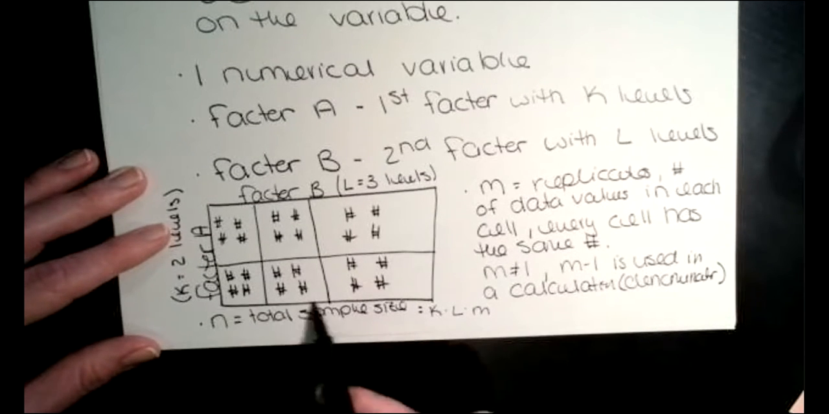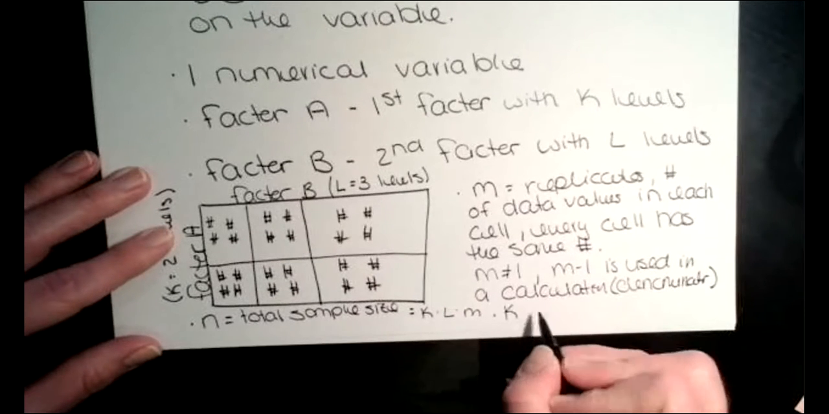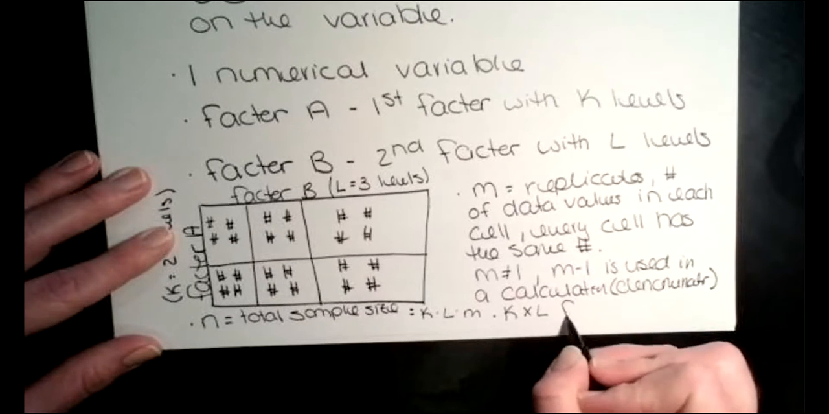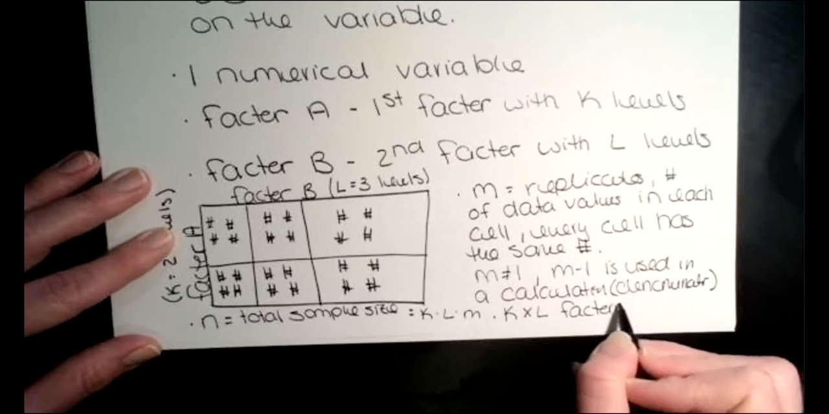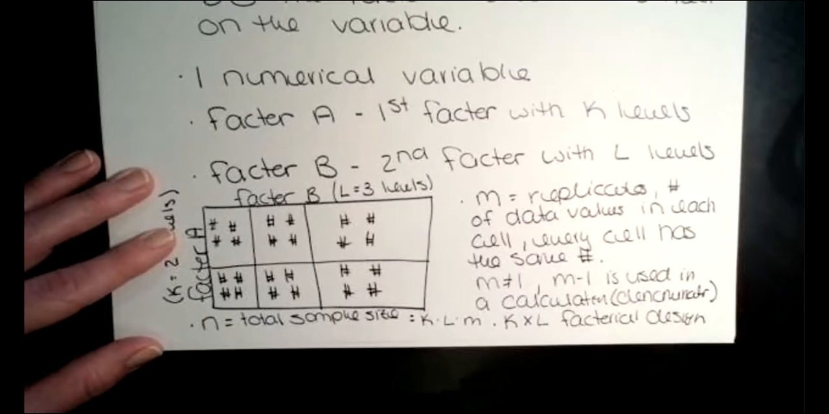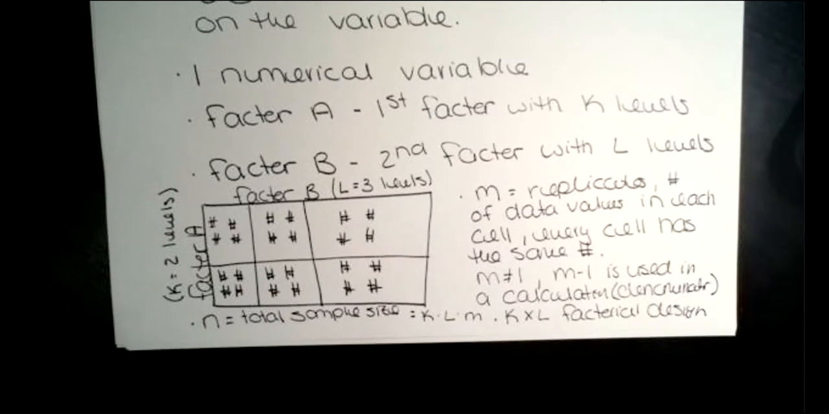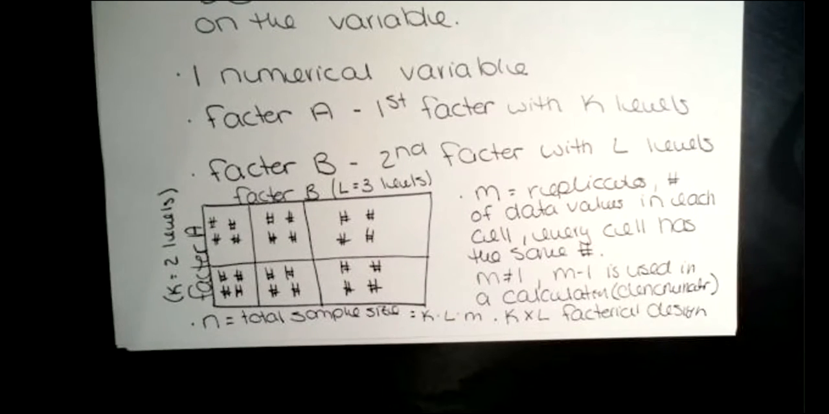And what we actually call this whole thing is a K by L factorial design. That's what we call this whole thing. So this is a 2 by 3 factorial design. It's not that that comes up a lot, but I really like to give you guys all that information.